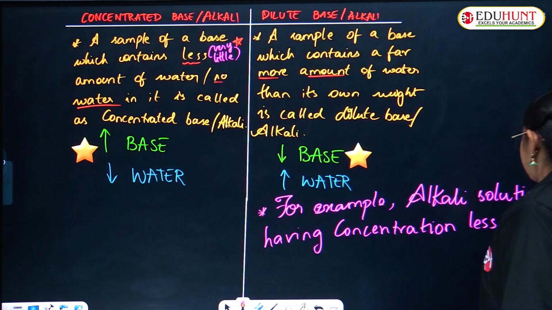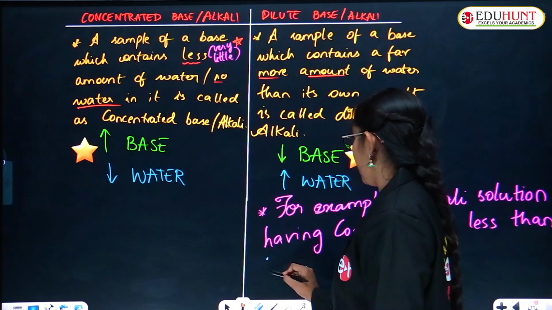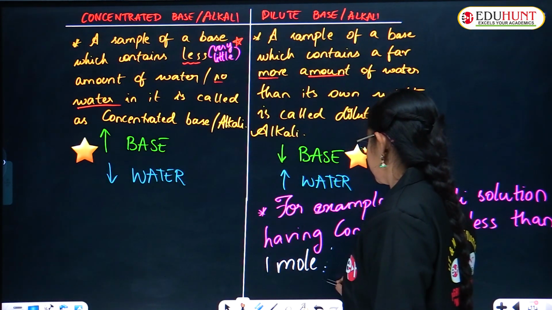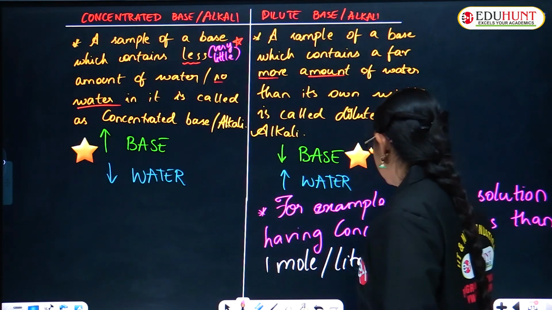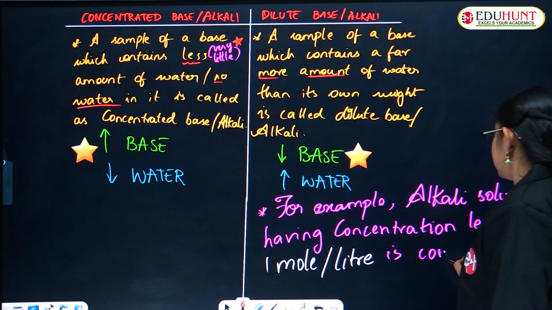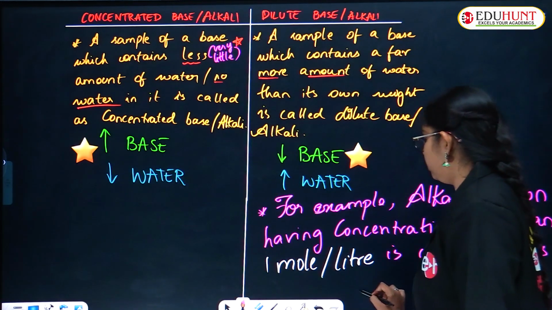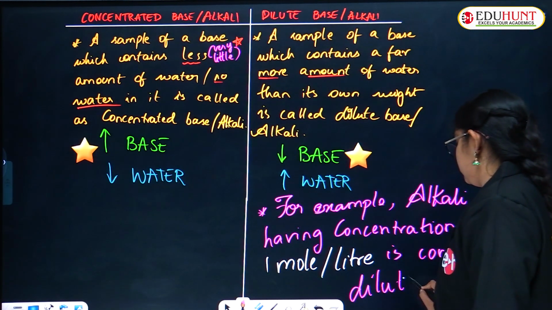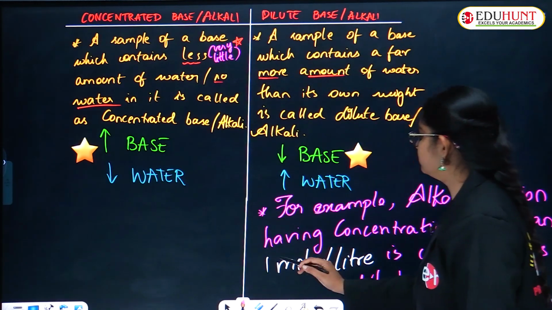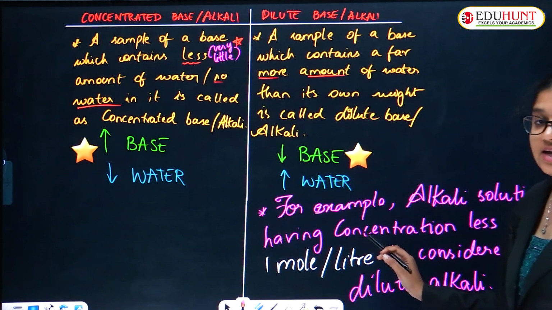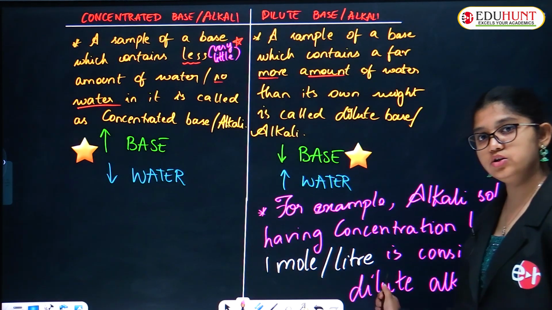less than 1 mole per liter. What is that, children? Less than 1 mole per liter is considered as dilute alkali. Okay, so wherever you see that the concentration is less than 1 mole per liter, it is called dilute alkali.